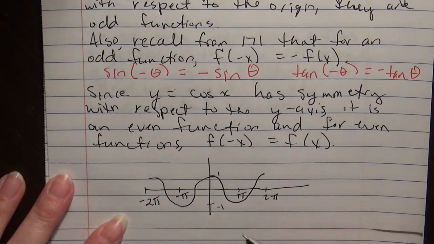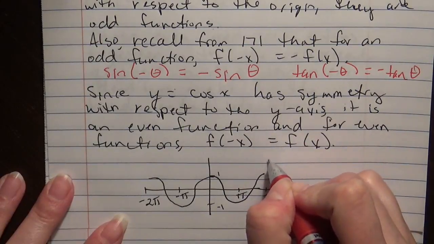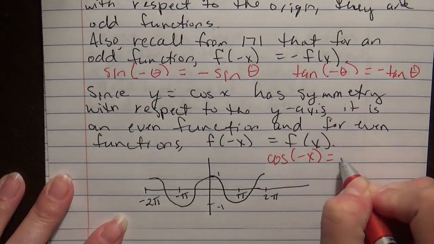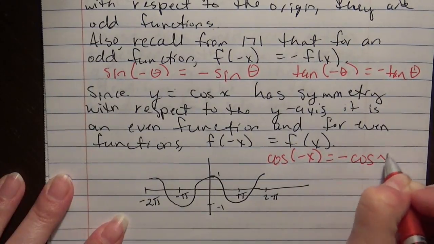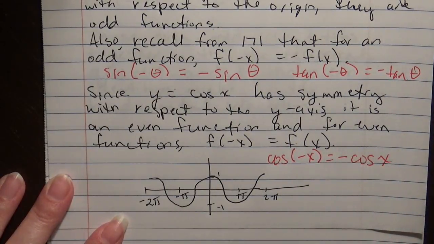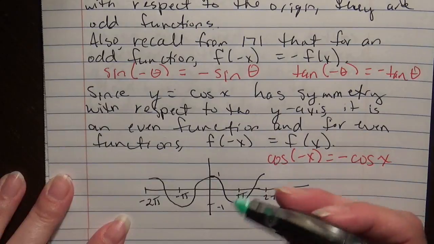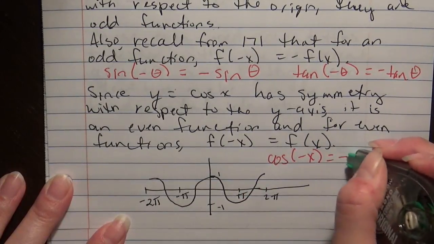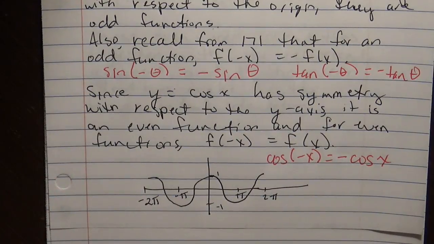So because cosine is even, we get this identity that states that cosine of negative x is equal to negative cosine of x. Oh, I'm sorry, not negative. Let me get my white out. I think that's the one that doesn't work. Yeah. Alright.